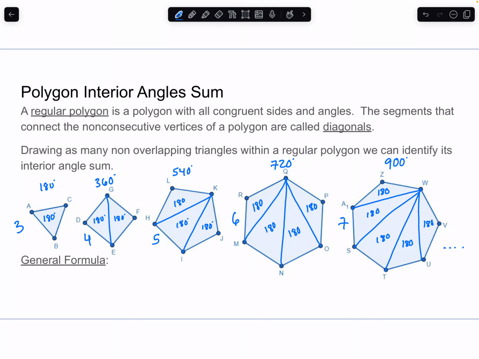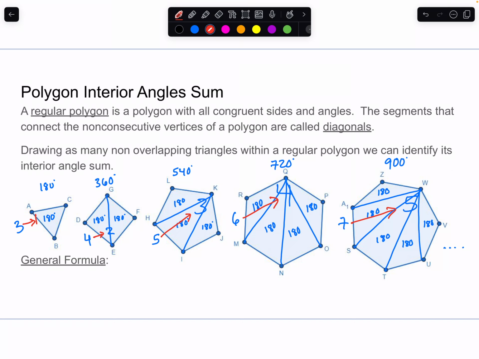So notice how a 4-sided shape has 2 triangles. A 5-sided shape has 3 triangles. A 6-sided shape has 4 triangles. A 7-sided shape has 5. What are we noticing? That each time the difference is 2. 5 minus 2, 6 minus 2, and 7 minus 2. It even works here, right? What's 3 minus 2? It's just one triangle.